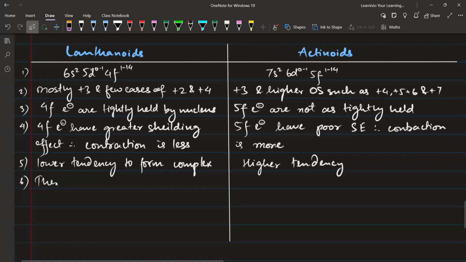They don't form oxoanion. Oxoanions, for example MnO4 negative, K2Cr2O7, Cr2O7 2 negative. These are oxoanions. Actinides, they can form oxoanions.